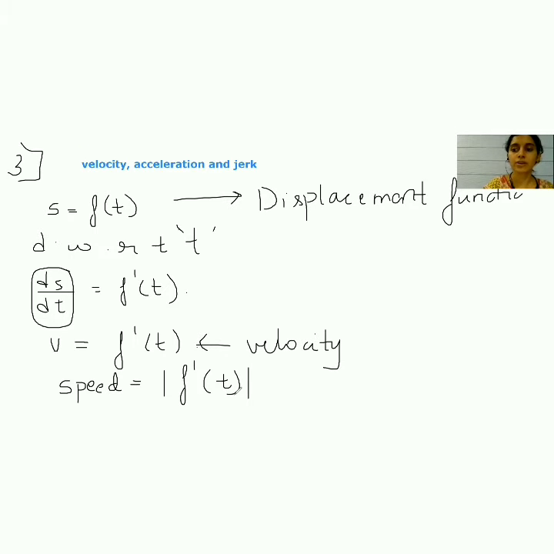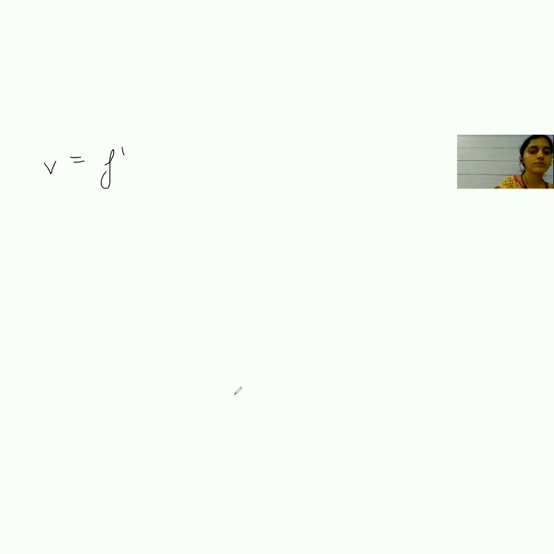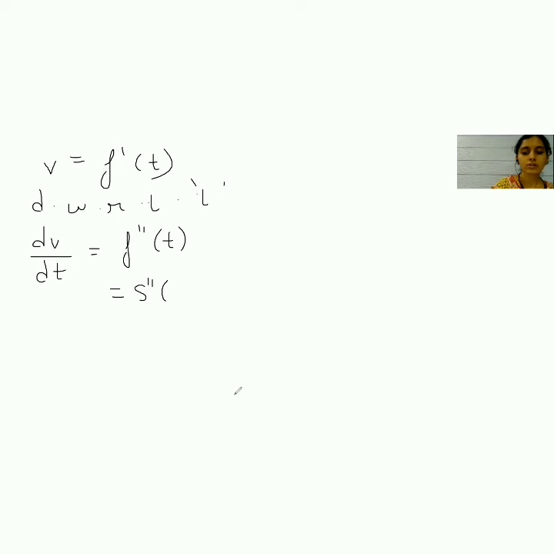Now let us differentiate the velocity function. So we have v equal to f dash of t. Let us differentiate this function with respect to time. So dv by dt is equal to f double dash of t, or we can say s double dash, the second derivative of s. Now what is dv by dt? Velocity with respect to time is called acceleration. So acceleration is f double dash of t, that is the second derivative of displacement.